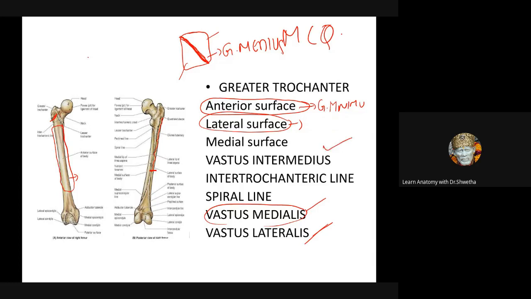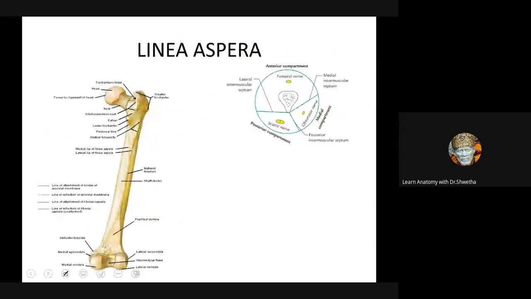Okay, now this is about the linea aspera. There are several questions asked on this. Please pay attention. See here, students, this aspect I'm going to... Students, are you able to hear me? Yes, ma'am. Okay, I will enlarge the linea aspera here.